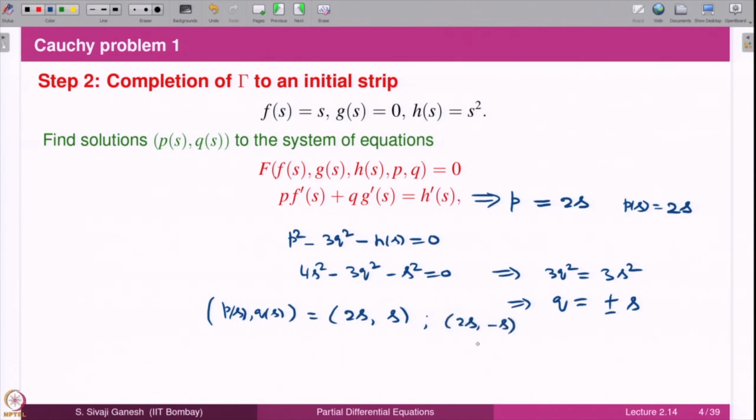Thus, we have 2 initial strips. What are those? (s, 0, s square), this is the f, g, h part, and then p, q, that is (2s, s). The second initial strip is (s, 0, s square, 2s, minus s). So, we will solve the Cauchy problem using the first initial strip. Using the second one goes similarly, and we will give finally the answer for the second strip, but we will take this as the initial strip.